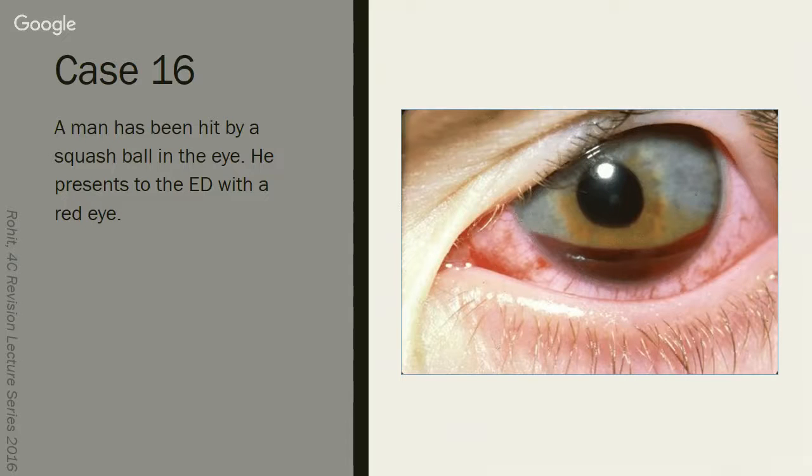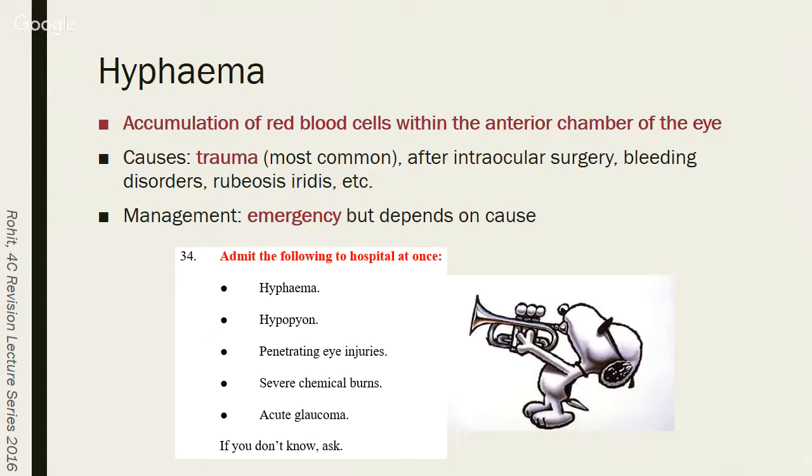All right, it's another one. So we'll move on to this side for Nadia. A man has been hit by a squash ball in the eye. So squash balls are the same size as the eye socket, very dangerous. He presents to the ED with a red eye. Yeah, good. Hyphema. So hyphema is red blood cells, like the hypopyon, just blood cells in the anterior chamber of the eye, usually from trauma, but it can also be iatrogenic.